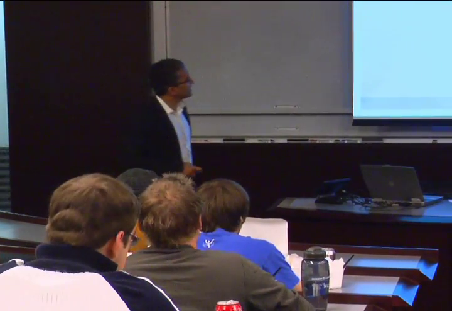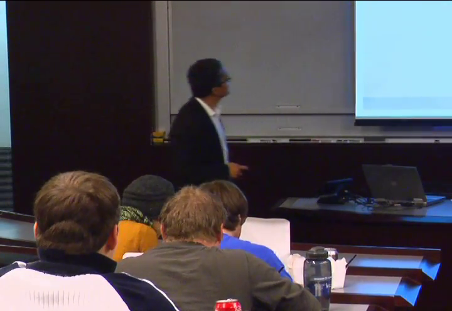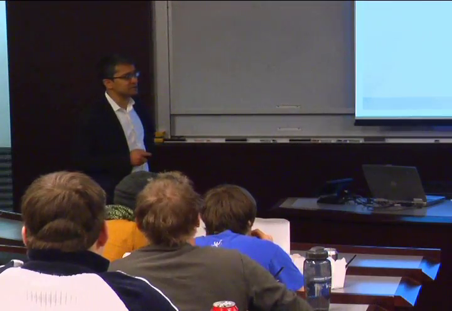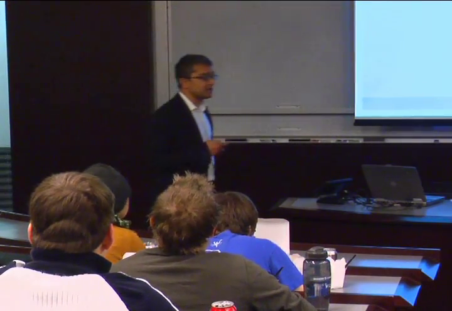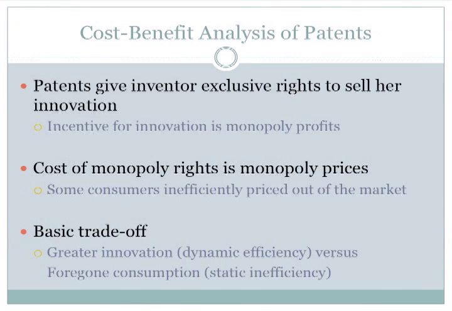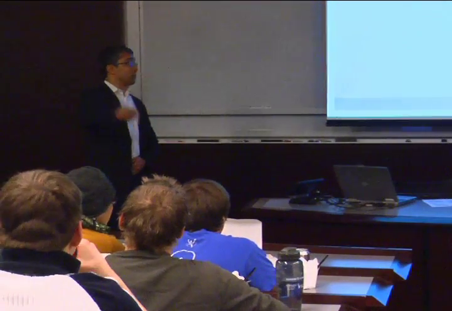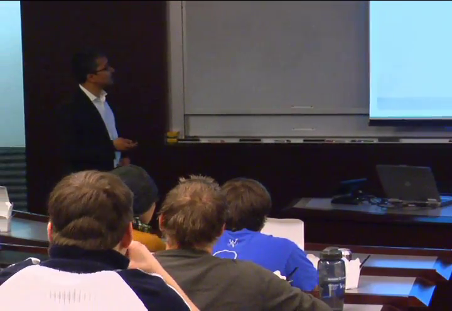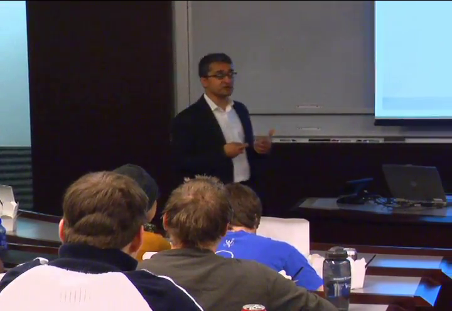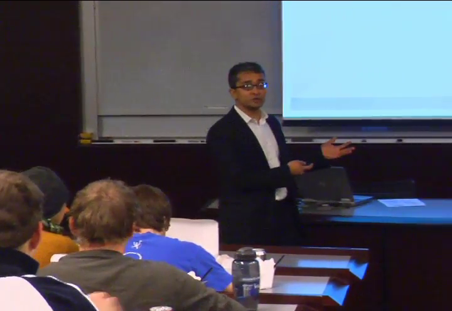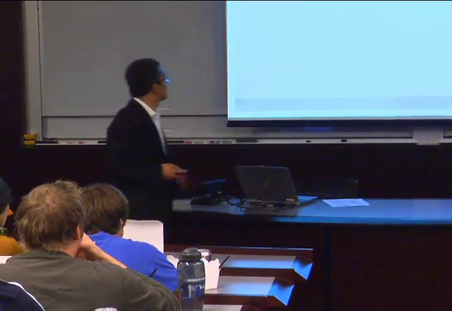Okay, so let me begin with a quick cost-benefit analysis of patents. So what do patents do? The way they operate is to give an inventor, an innovator, exclusive rights to sell their product, to sell their innovation. And the idea is, with those exclusive rights, you'll make extra profits because you're the only person selling the product, and those monopoly profits are an incentive for you to do the research in the first place. They provide ex ante incentives.